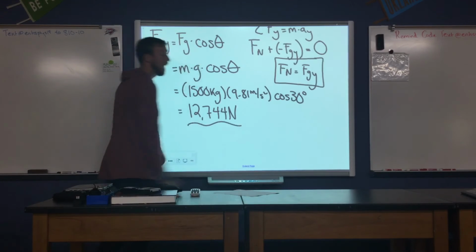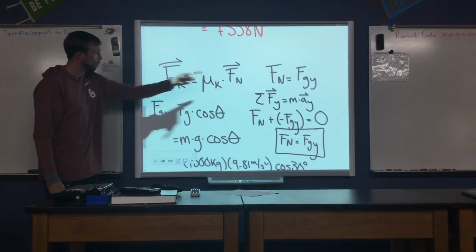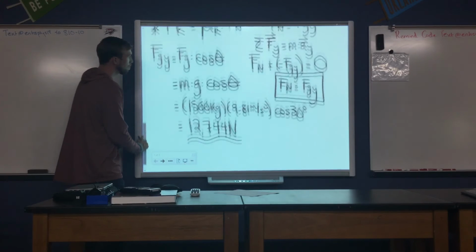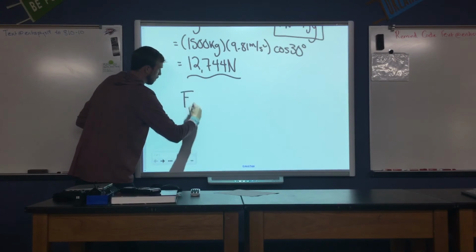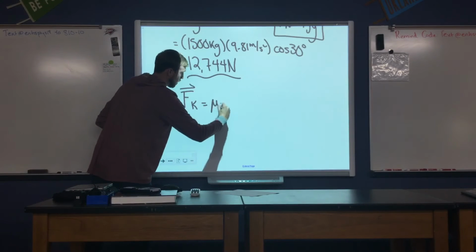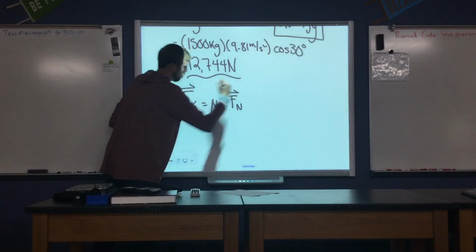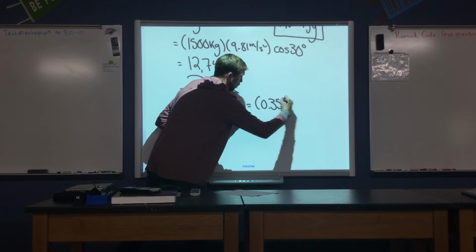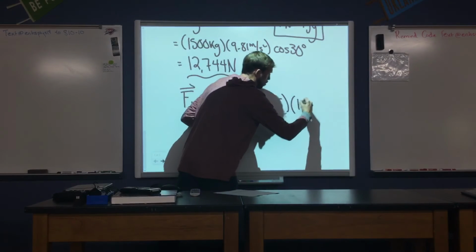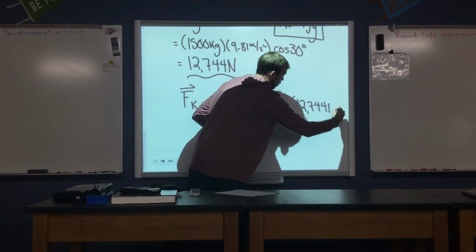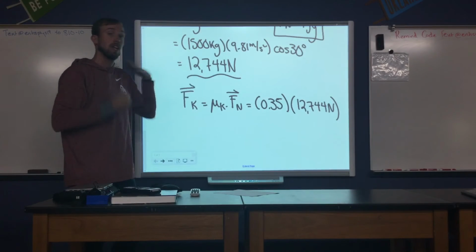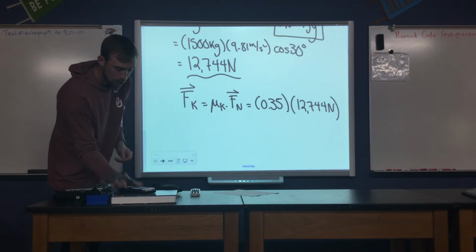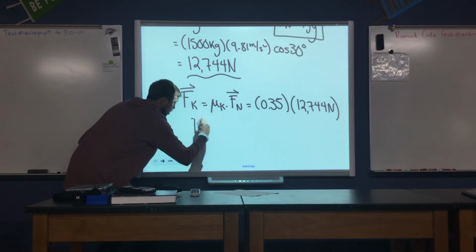Now remember, this is not the actual force of friction. This is just the normal force, which will help us get to the force of friction. So now we're going to plug back into this equation here. So I'll bring that down and rewrite it. F sub k is equal to mu sub k, our coefficient of kinetic friction, multiplied by the normal force. We know the coefficient that was given to us at the beginning of the problem, 0.35. Now we have our normal force, 12,744 newtons. So we'll take the value that we just had. If you left it in your calculator, that's nice and convenient. We can just multiply that value by 0.35. We get approximately 4,460 newtons.